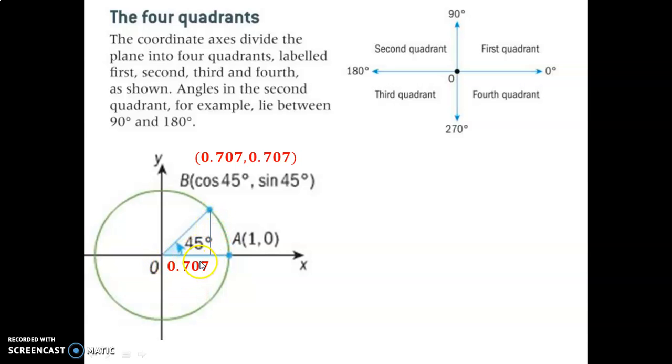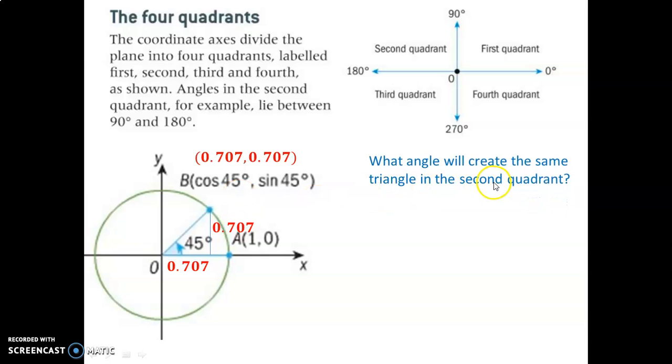We know that that side and that side, that's what this calculation tells us, must be 0.7 long and this is 0.7 long as well. And they're the same because it's an isosceles triangle. So now we know those lengths. We know this coordinate as a result. Next question. What angle will create the same triangle in the second quadrant?